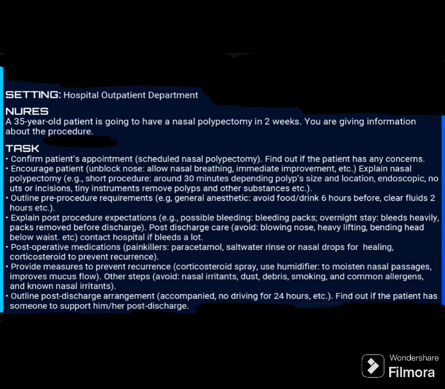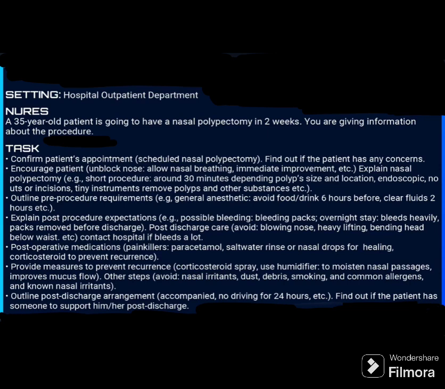Then the answer may be, yes, increase the patient, unblock nose, allow nasal breathing, immediate improvement. So that is the benefit of the surgery. Of course the patient may say, yes, I don't have any idea about the procedure, could you please explain it in detail? So you can tell, I'm really happy to explain the procedure to you, in which the blocked nose will be unblocked and it will allow nasal breathing. It will give immediate improvement of your breathing pattern.